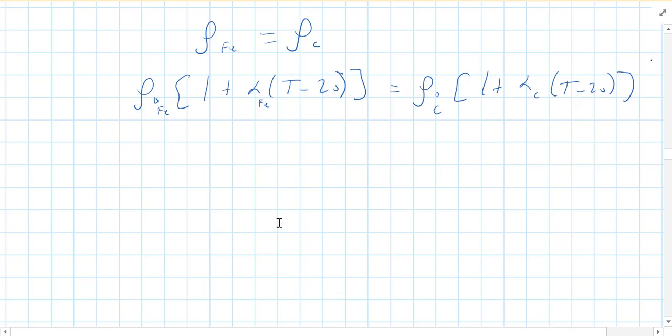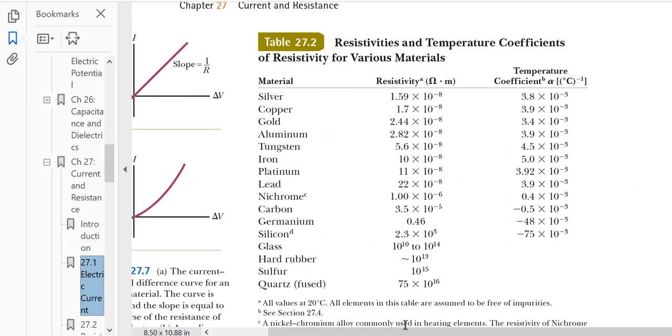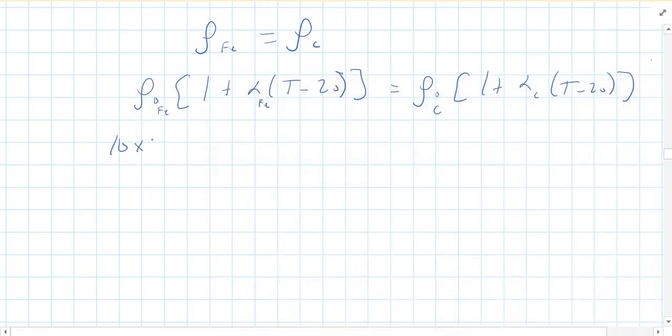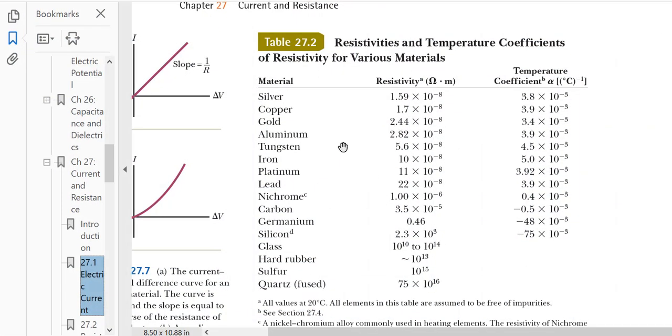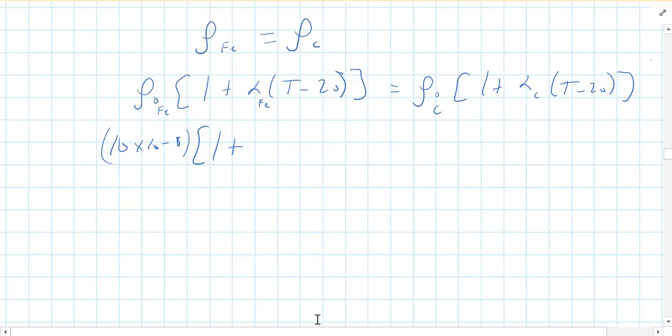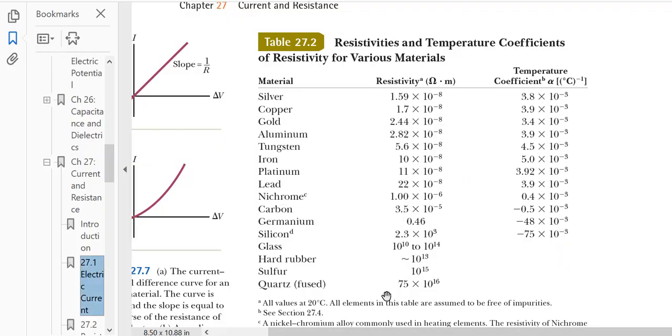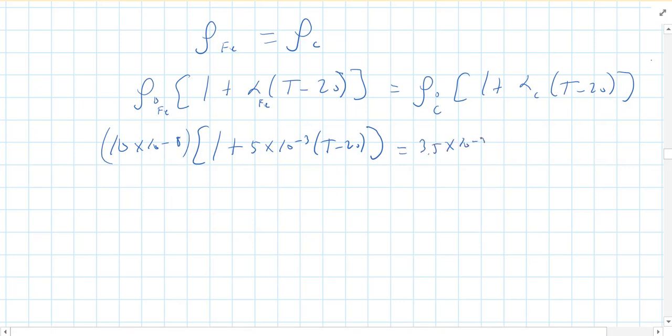So all we got to do is look these values up in our chart. Rho naught for iron is 10 times 10 to the negative 8th approximately. So this becomes 10 times 10 to the negative 8th. And then you've got 1 plus alpha for iron, which is right there. That's 5 times 10 to the negative third, and then T minus 20. Is there a place where that'll equal carbon? Carbon's rho naught is down here, 3.5 times 10 to the negative fifth. And then 1 plus an alpha for carbon, which is negative 0.5 times 10 to the negative third, and then T minus 20.